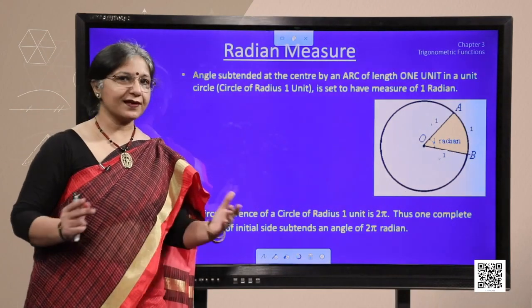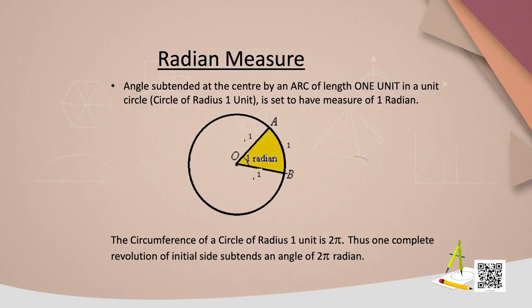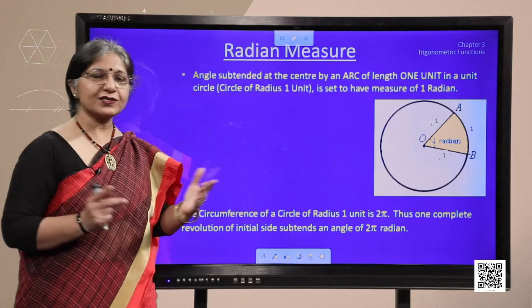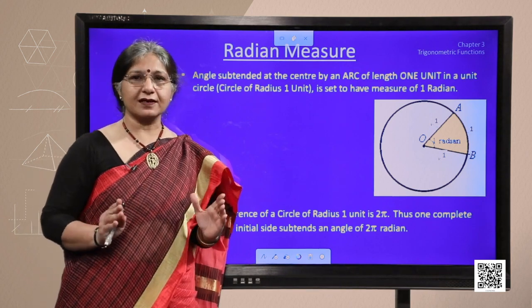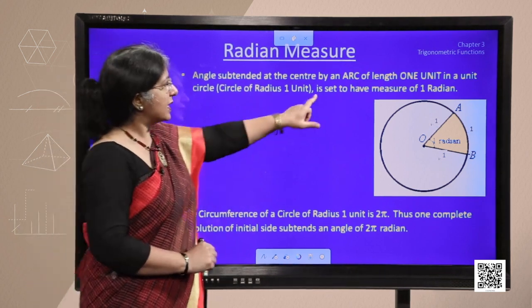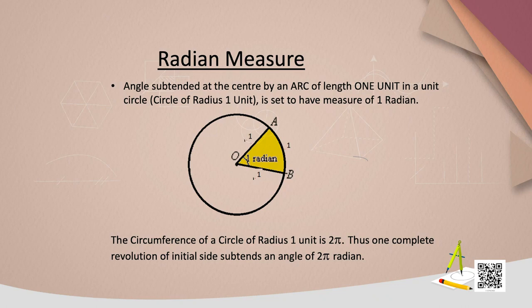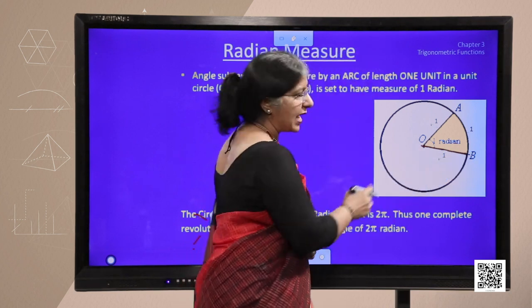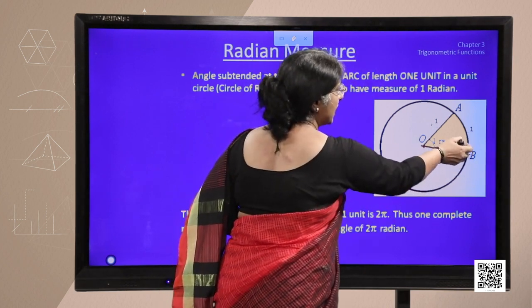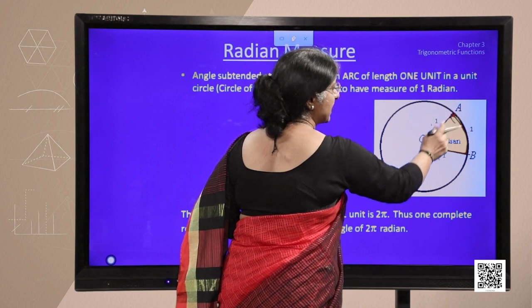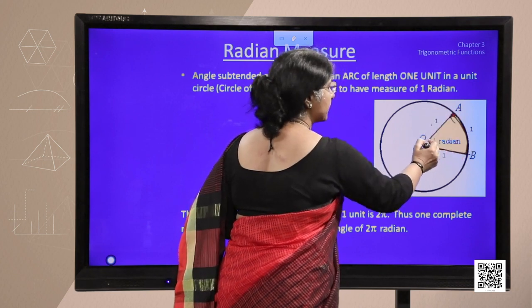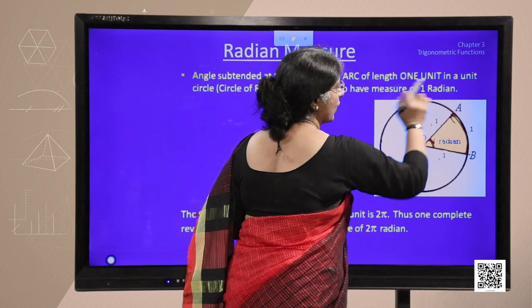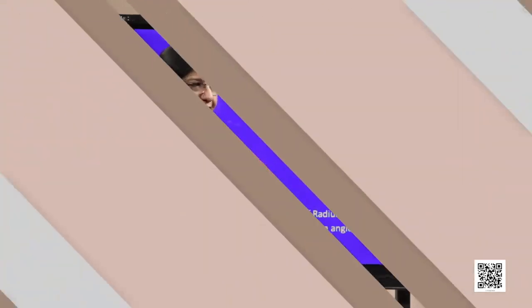Now comes radian measure, that is quite new for you. The angle subtended at the center by an arc of length 1 unit in a unit circle. Now what is a unit circle? A circle with a radius 1 is said to have a measure of 1 radian. Now see, here we have taken this radius as 1 unit, and if the arc covers exactly the same distance as the radius, then this angle subtended by this terminal ray OA is called 1 radian.